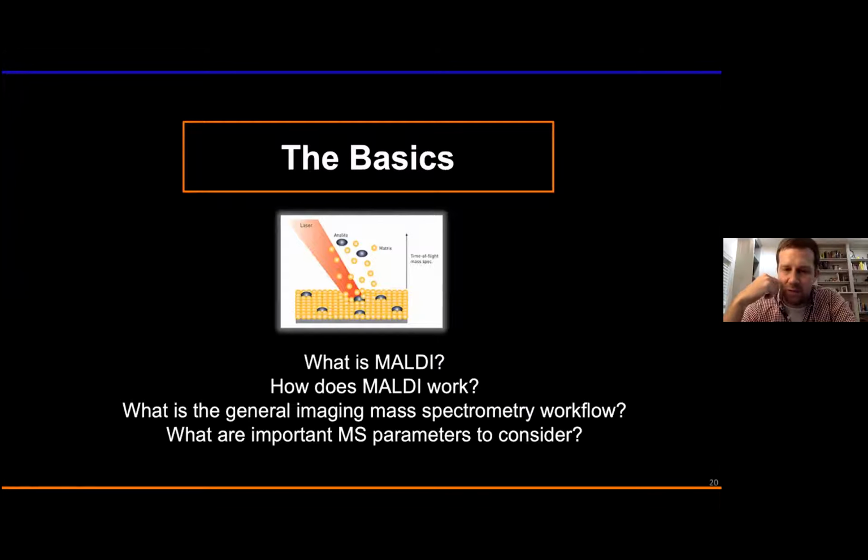And MALDI stands for matrix-assisted laser desorption ionization. Obviously, there's other types of ionization techniques I mentioned that we could use, but I'll talk about MALDI. How does it work? What's the general imaging workflow that we're using, and what are some important mass spectrometry parameters to consider?